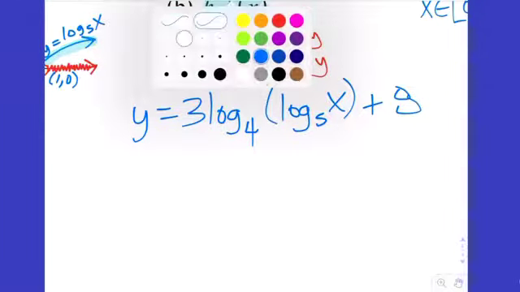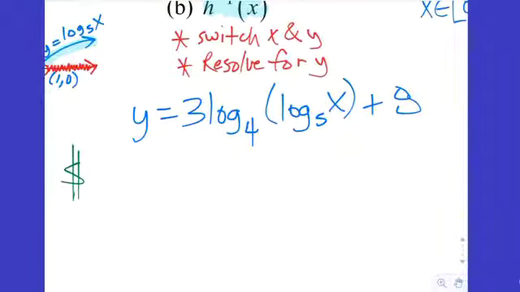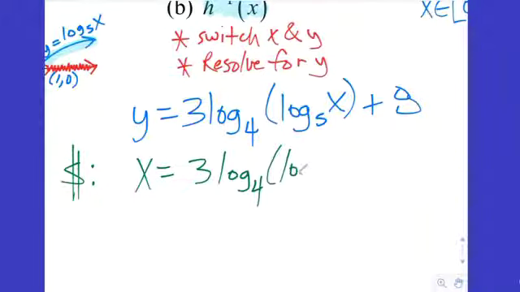All right, so the money step in green here is the switching the x and y. So now we get x equals 3 log base 4 of log base 5 of y. And now all we got to do, algebraically, is peel back the layers so we can get at the y. All right, so what's the first thing you would do to start solving for y?